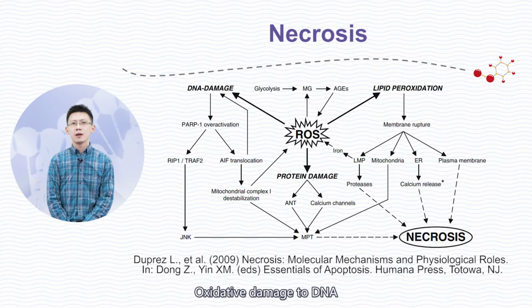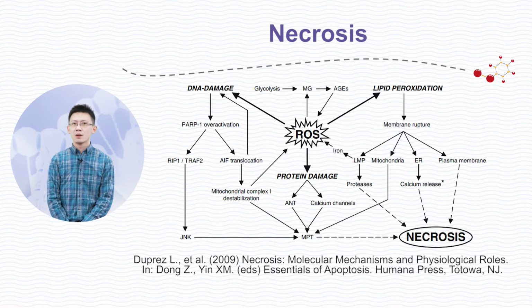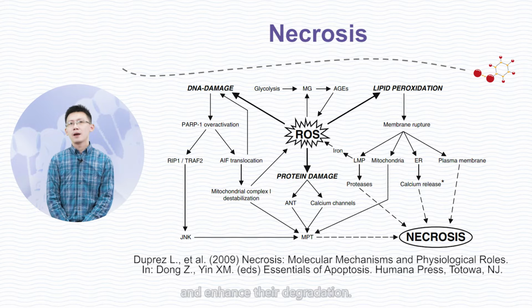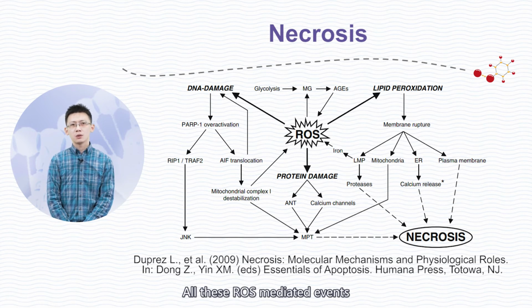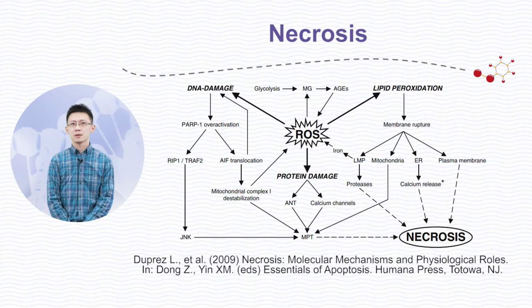Oxidative damage to DNA leads to hyperactivation of the DNA damage response. Proteins suffering damage by oxidative stress lose their normal functions and have enhanced degradation. Calcium channels in the ER and the plasma membrane are also affected by ROS. ROS formation is amplified through several positive feedback loops. All of these ROS-mediated events contribute to the necrotic cell death process.